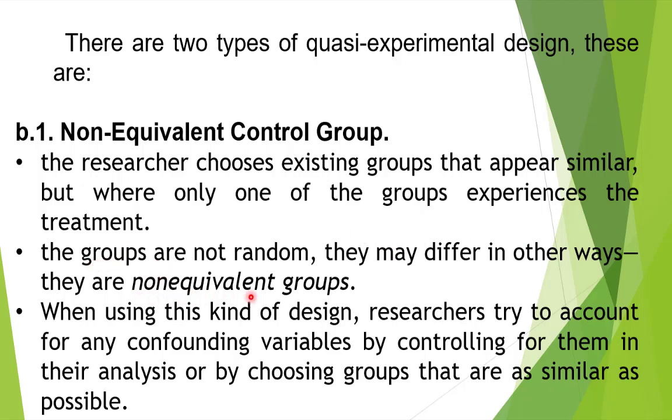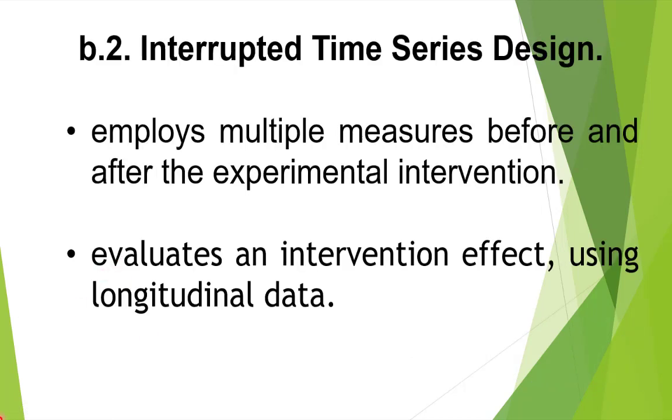So when using this kind of design, the researchers try to account for any confounding variables by controlling for them in their analysis or by choosing groups that are as similar as possible. So this is the most common type of quasi-experimental design. The second one for the quasi-experimental is interrupted time series design.